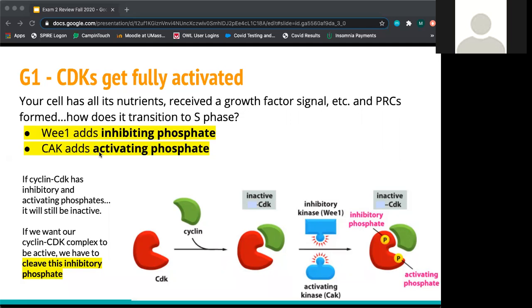So at this point, we're going to talk about WEE1, which adds an inhibiting phosphate, and CAK, which adds an activating phosphate. So if cyclin CDK has an inhibitory and activating phosphate, it will still be inactive. So that inhibitory phosphate, the WEE1, has to be taken off before it can become active. And if we want the cyclin CDK complex to become active, then we have to cleave off that phosphate.